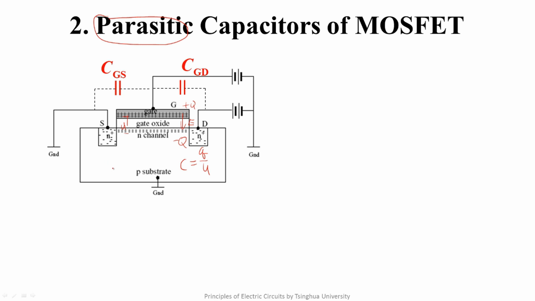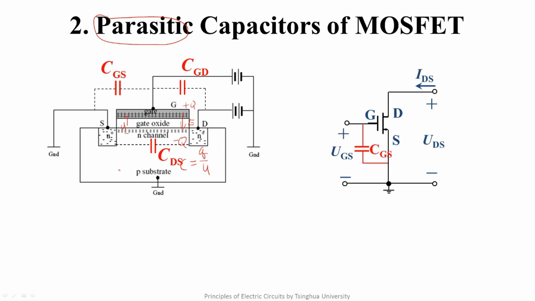We also need to point out that there's also a capacitor between S and D. So the whole MOSFET contains several parasitic capacitors, in which CGS has the greatest impact. Our following discussion should consider the impact of CGS.